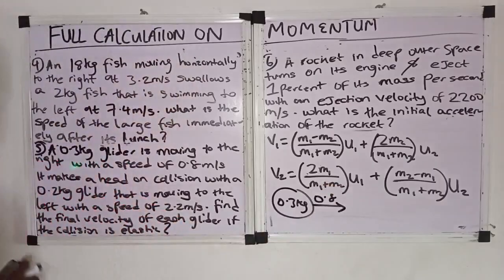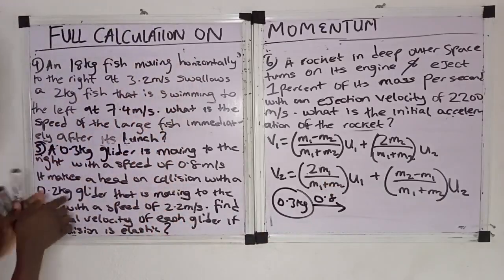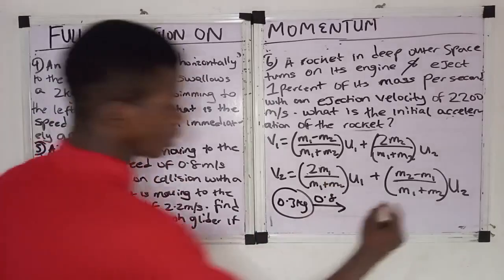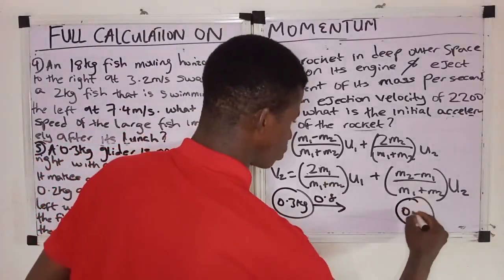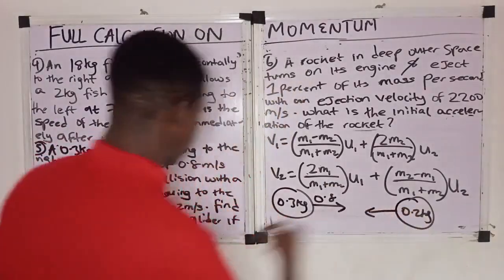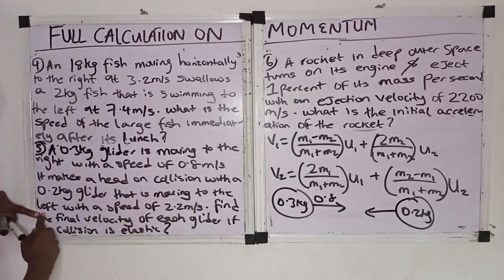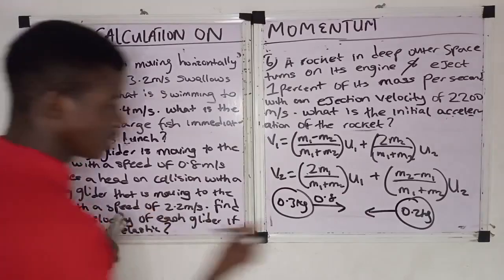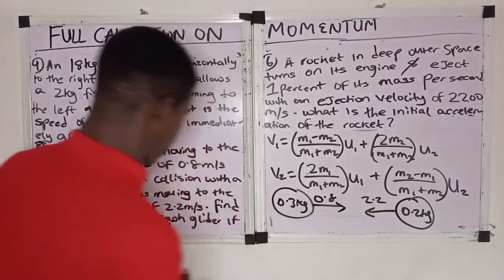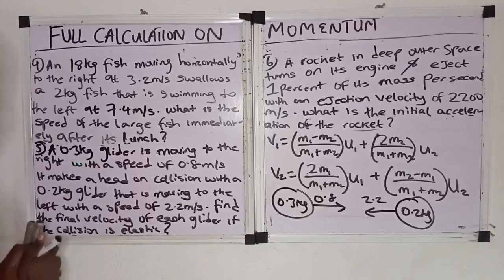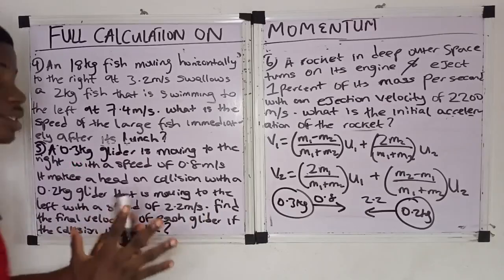Then it makes a head-on collision with a 0.2 kg glider that is moving to the left with a speed of 2.2 meters per second. Now they said find the final velocity of each glider if the collision is elastic.